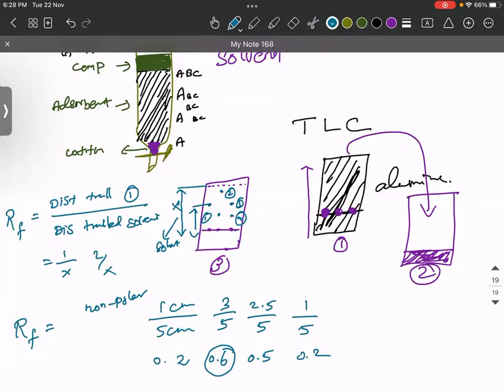When you are adding a non-polar solvent, the less polar compound will come out. When you are increasing the polarity of the solvent, the polar compound will break down the physical bond. It's not a chemical bond. It's physical, attracted through force of attraction. It will come out later.